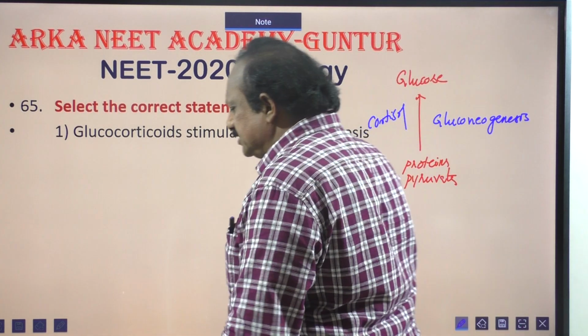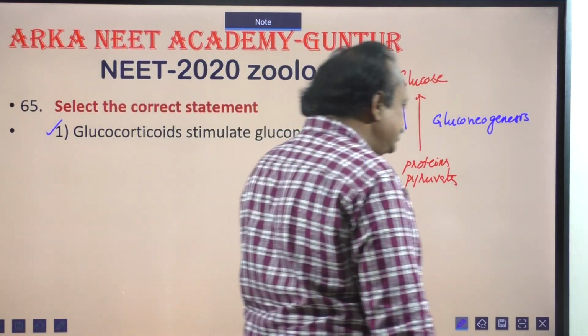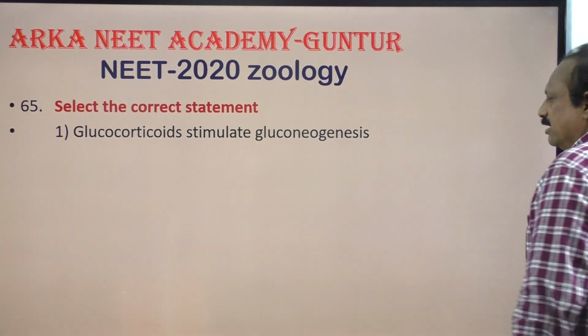Cortisol is a glucocorticoid. Therefore, this statement is correct. This one is correct. Now come to the second one.